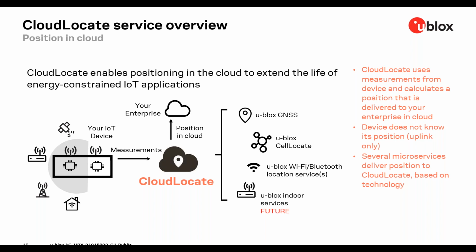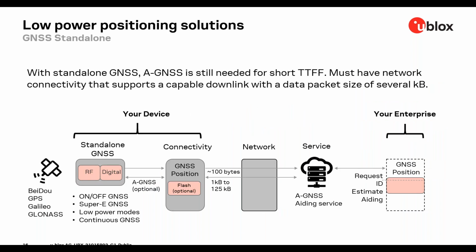So the main idea here in this picture that you see is that there is a device that is able to provide some measurements, and those measurements are sent to CloudLocate, and CloudLocate will provide a position for the enterprise in the cloud. They can be GNSS measurements or cell IDs from cellular networks, or also Wi-Fi scans or Bluetooth beacons. Well, today we will take a look at the first one. So we'll talk about the GNSS measuring process, and in the next month you will be invited to see further progress. Next slide.